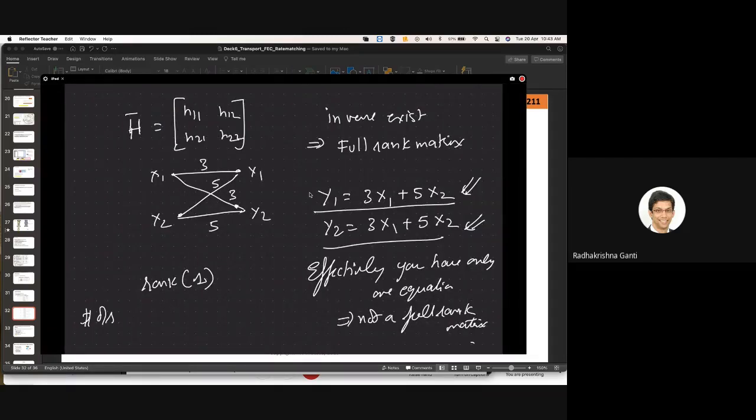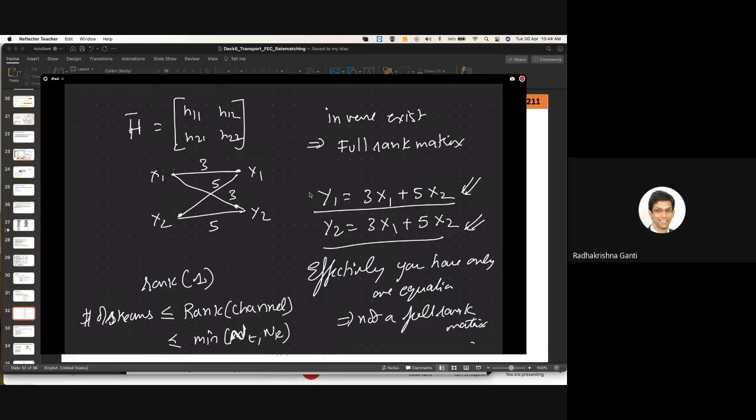Number of streams should be less than or equal to the rank of the channel. In general, the rank of the channel will always be less than or equal to the minimum of NT, NR. For any matrix of size NT cross NR, the rank of that matrix is always less than or equal to the minimum of those two things. Is this clear? Did you understand this part?